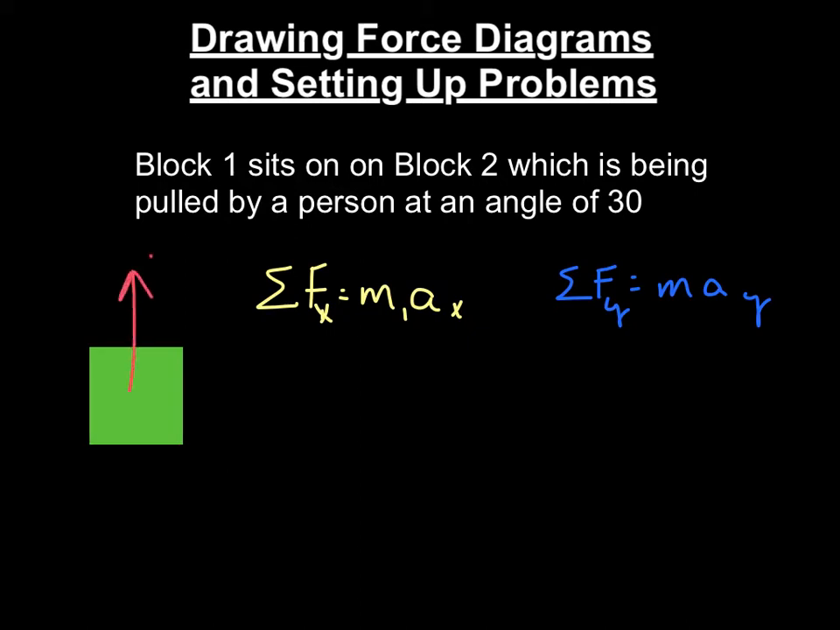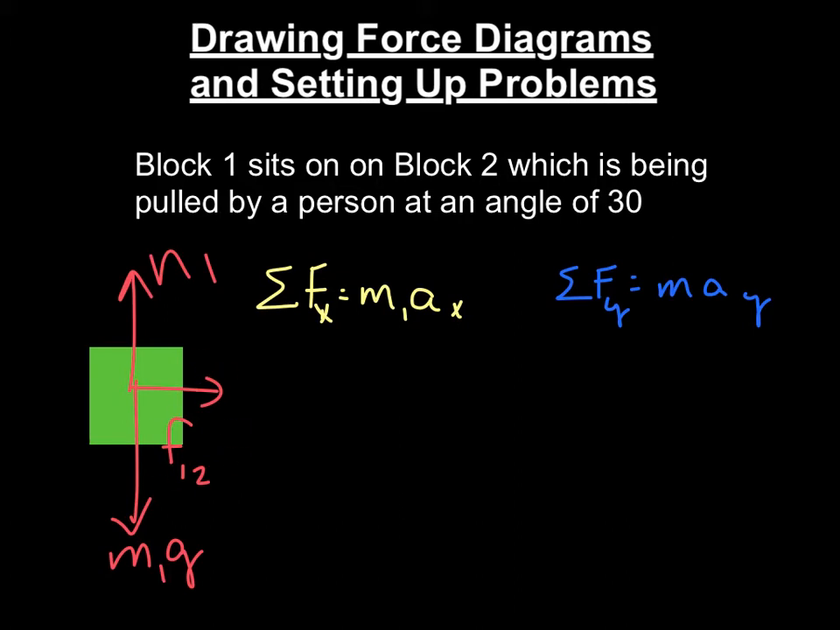Let's start by looking at these forces. We've got the normal force acting on block 1. We have the weight of block 1. And we have the frictional force of block 1 acting on block 2, which keeps block 2 from sliding. If we didn't have this frictional force right here, block 2 would fall off block 1.